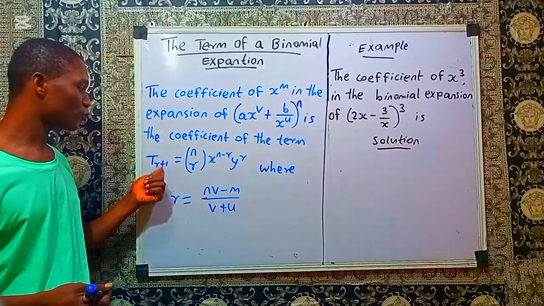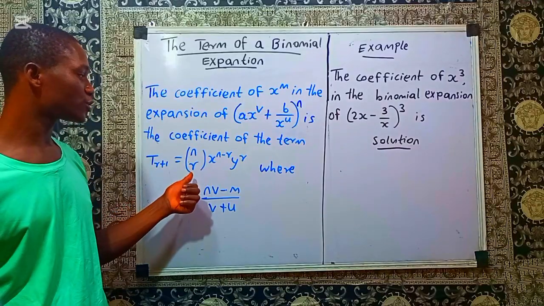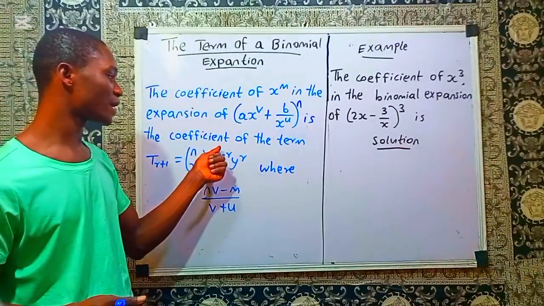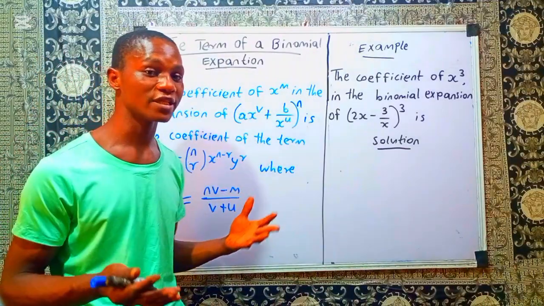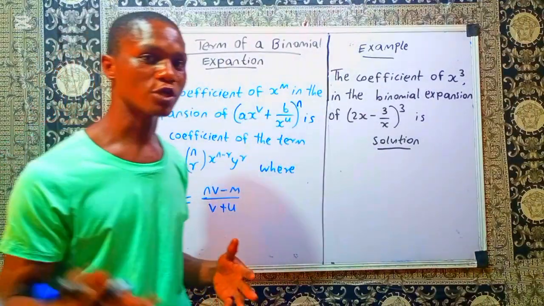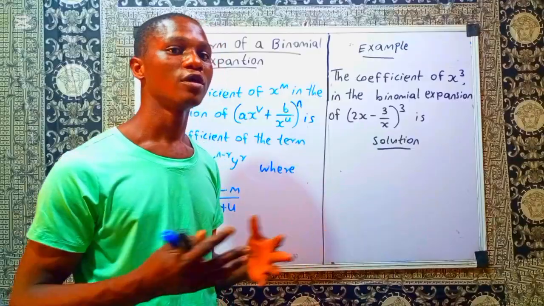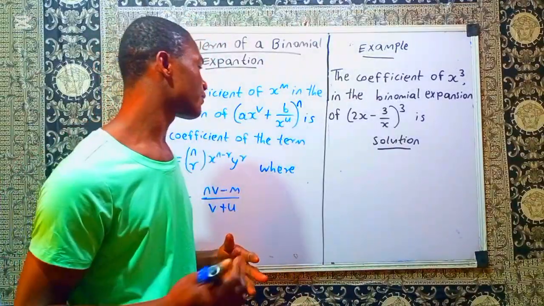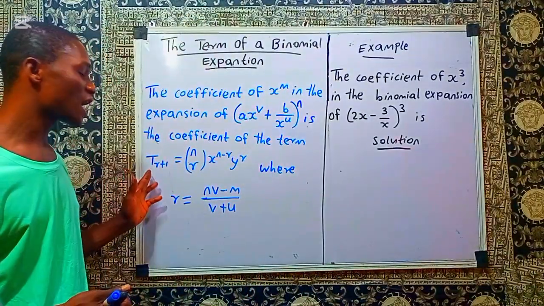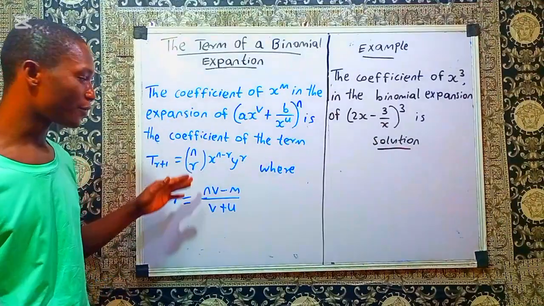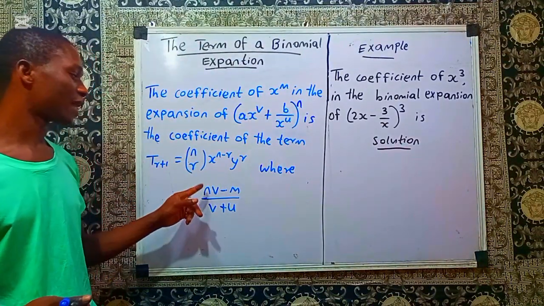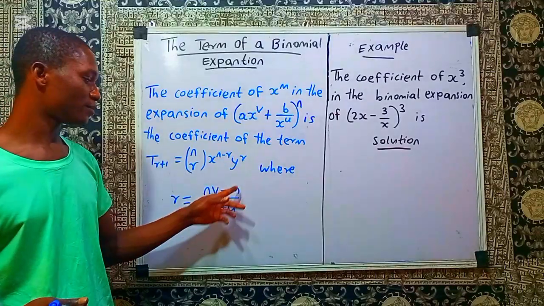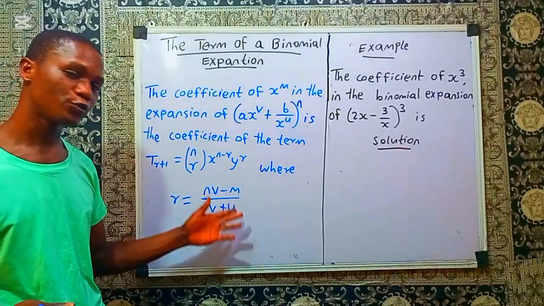t sub r plus 1, which is equal to n combination r, x raised to power n minus r, y raised to power r. This is actually the expression for the general term in a given binomial expansion. We saw that when we studied the general term in our previous class. But in this case, we have a formula for finding your r. The formula for finding r will be n times v minus m, all divided by v plus u.